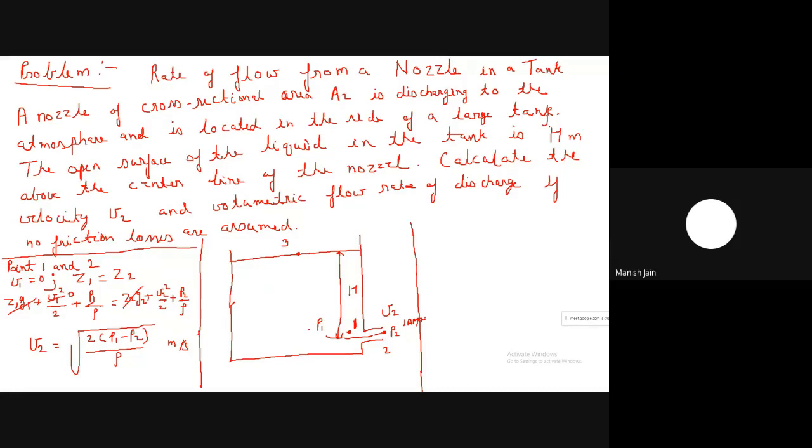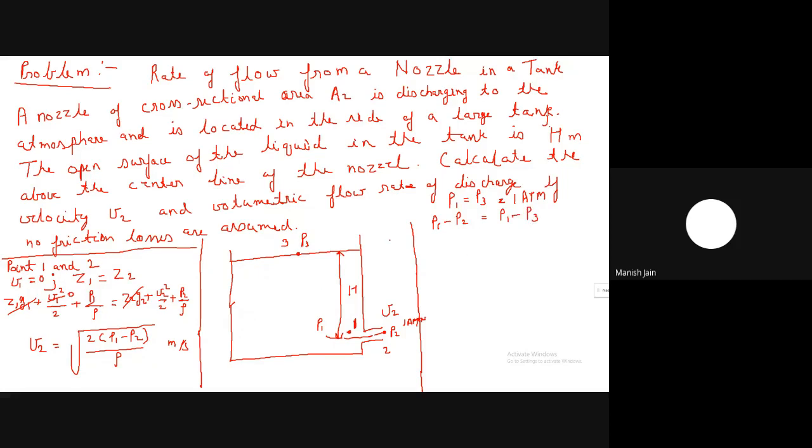Now, because P2 equals P3, suppose here pressure is P3. Okay, so you can say P1 minus P2 equals P3 minus P1, because P1 equals P3. So P1 equals P3 equals 1 atmosphere. Both are 1 atmospheric pressure. So you can say P1 minus P2 equals P1 minus P3. Okay, so these two points.